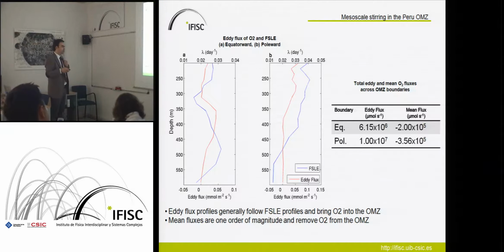And actually, when we compared the eddy fluxes with the mean fluxes, we found that eddy fluxes are not only larger, but they are also positive, meaning that they are carrying O2 into the OMC. While the mean fluxes are one order of magnitude smaller, and they are removing O2 from the OMC.